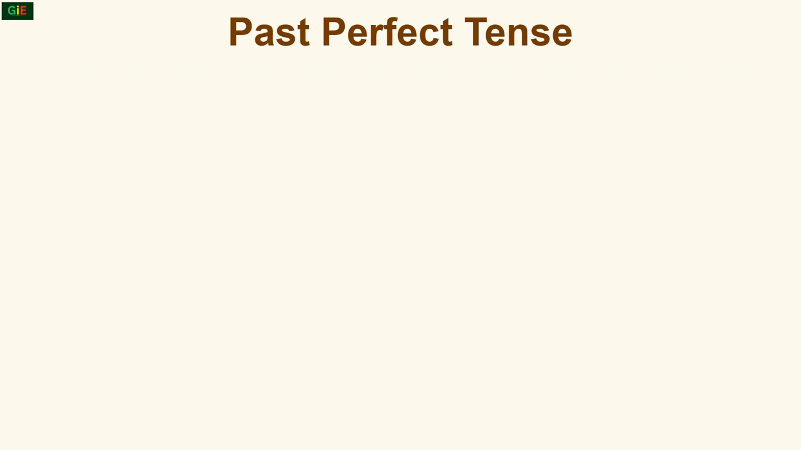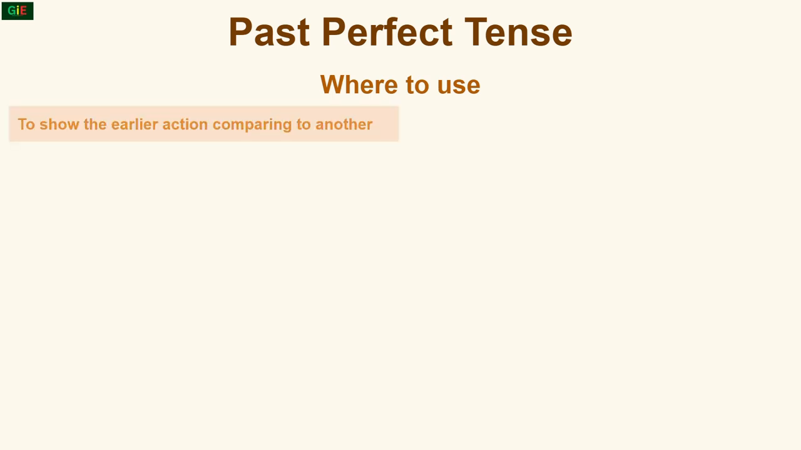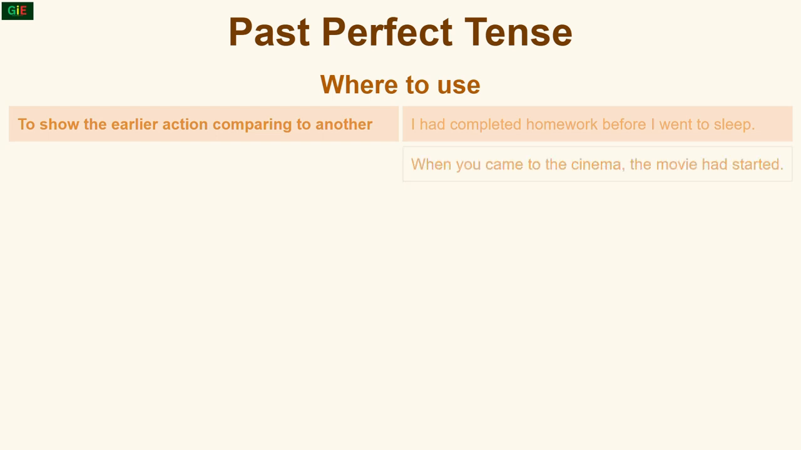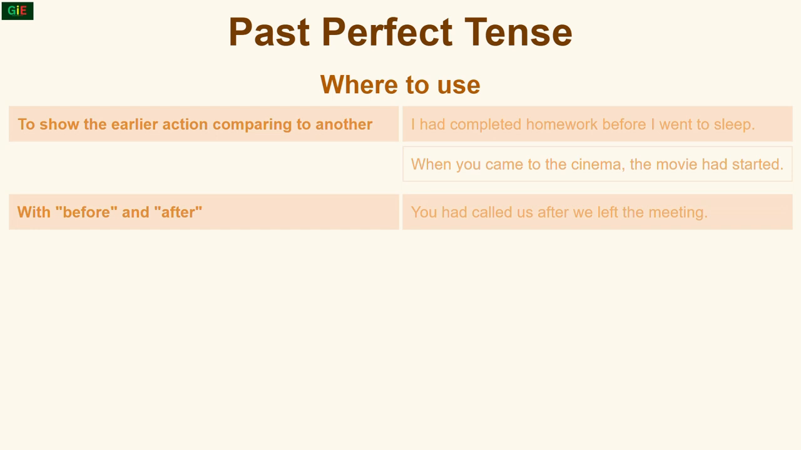Past perfect tense. Where to use? To show the earlier action comparing to another. I had completed homework before I went to sleep. When you came to the cinema, the movie had started. With before and after. You had called us after we left the meeting. They had joined the meeting before it ended.